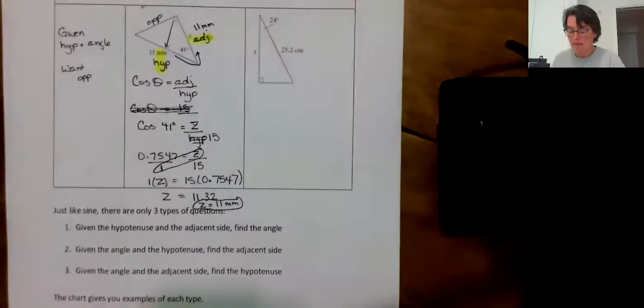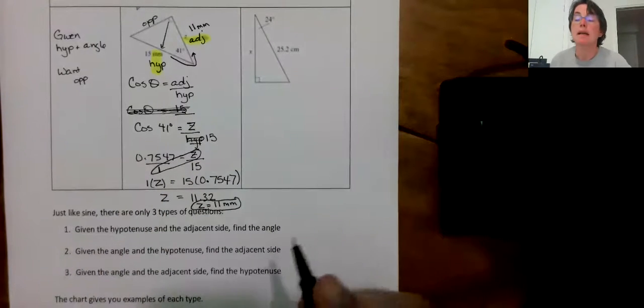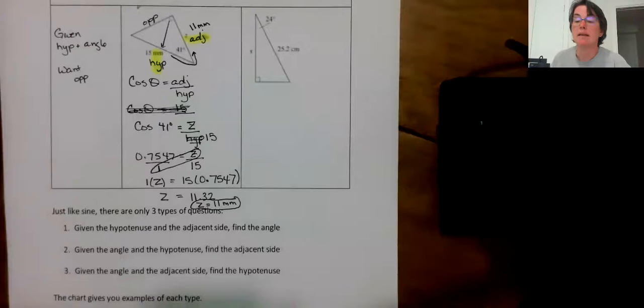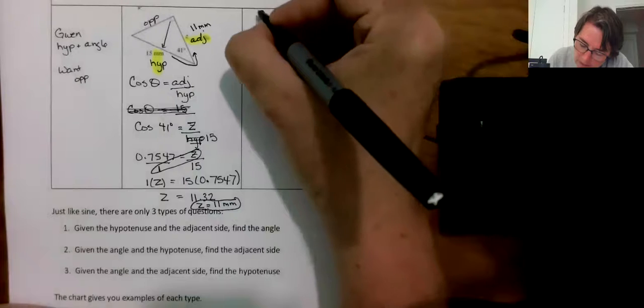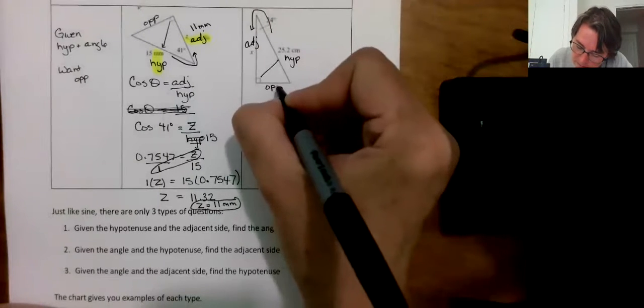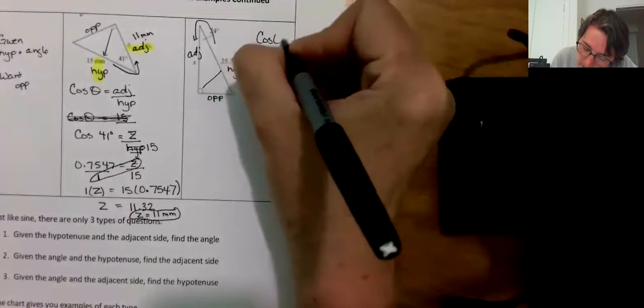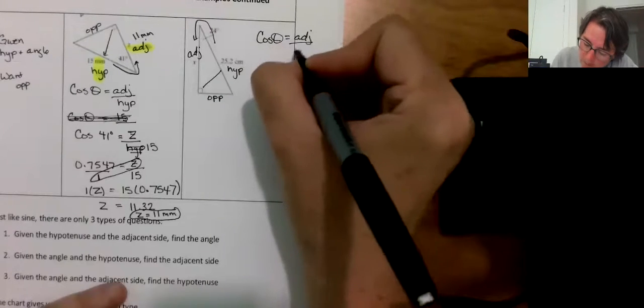Okay. As I said with the other videos, turn it off, do this one by yourself, and then come back and see that you got it right. Okay, so turn off the camera now. I trust that you did. Labeling: hypotenuse, around my corner where my angle is, so adjacent and opposite. So cos theta is adjacent over hypotenuse.